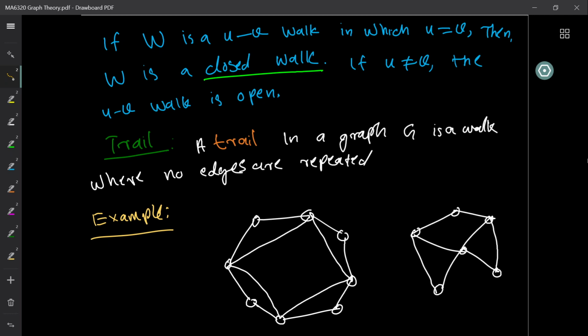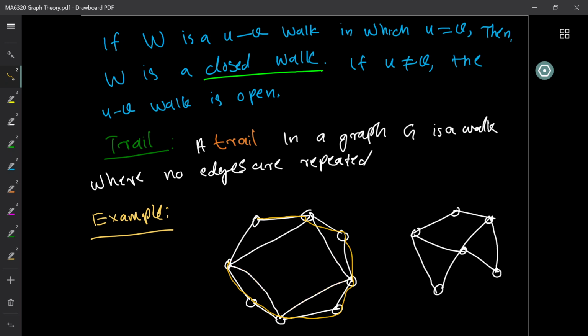Now the question is, in this graph, for example, can you cover all the edges, visiting each exactly once, and come back to the starting place? Is it possible? Let me show you. I go from here to here, then I go here, here, here, and here. Then I take this, this, this, and finally reach here. So basically, I took all the edges without repeating any, and came back to the starting place. So it is possible in this particular graph, right?